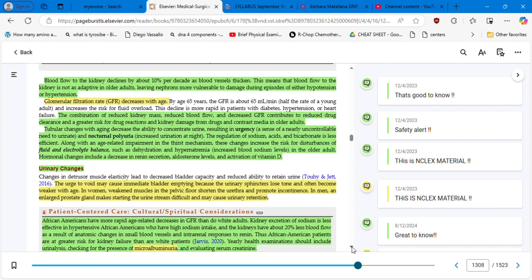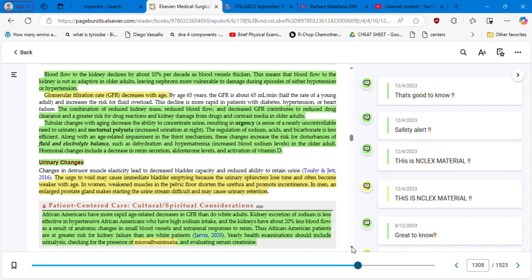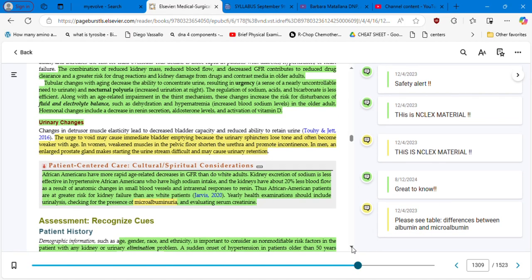Hormonal changes include a decrease in renin secretion, aldosterone levels, and activation of vitamin D. So that's what is very important to check: fluid intake versus urinary output. Okay, and also we have to follow up with blood work very often to see how the vitamin D levels are. Okay, and also check your blood pressure, right?